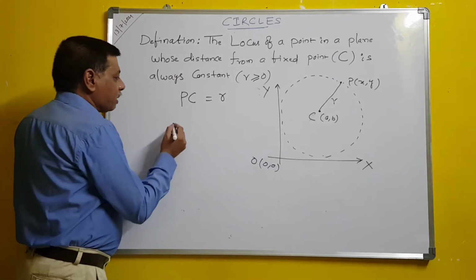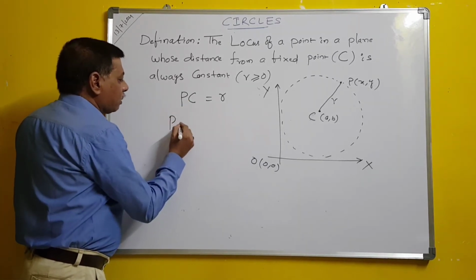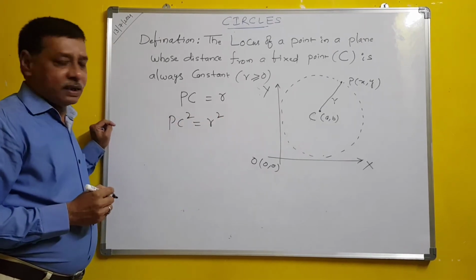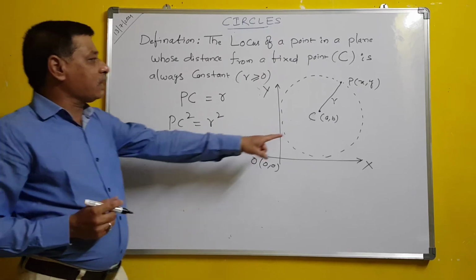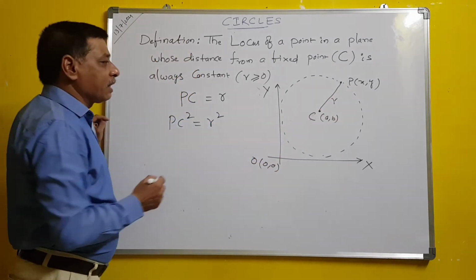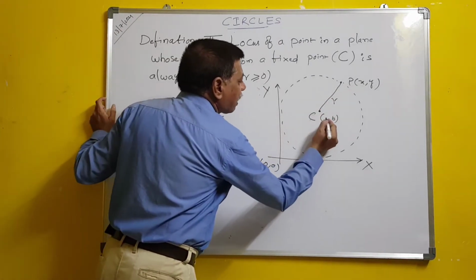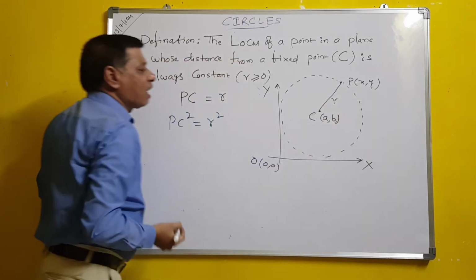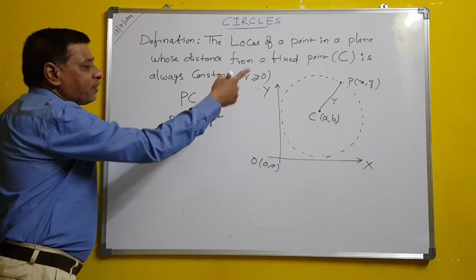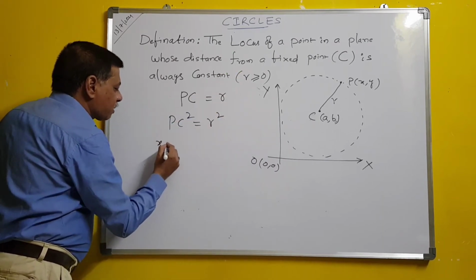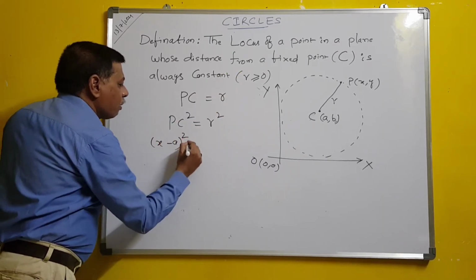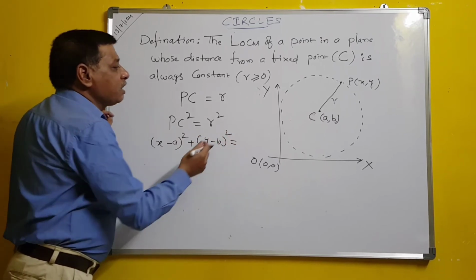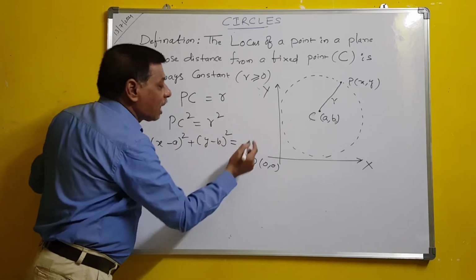Now when I simplify this, PC square is equal to r square, squaring on both sides. And PC is nothing but the distance from P to C. So what is the distance from P to C, where C is (a, b) and P is (x, y)? It is equal to (x minus a) whole square plus (y minus b) whole square, equal to PC square, and this is equal to r square.